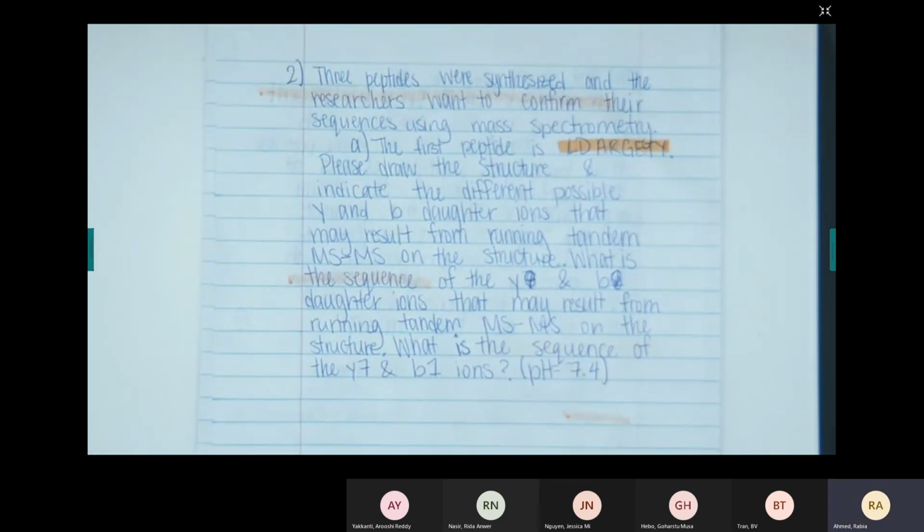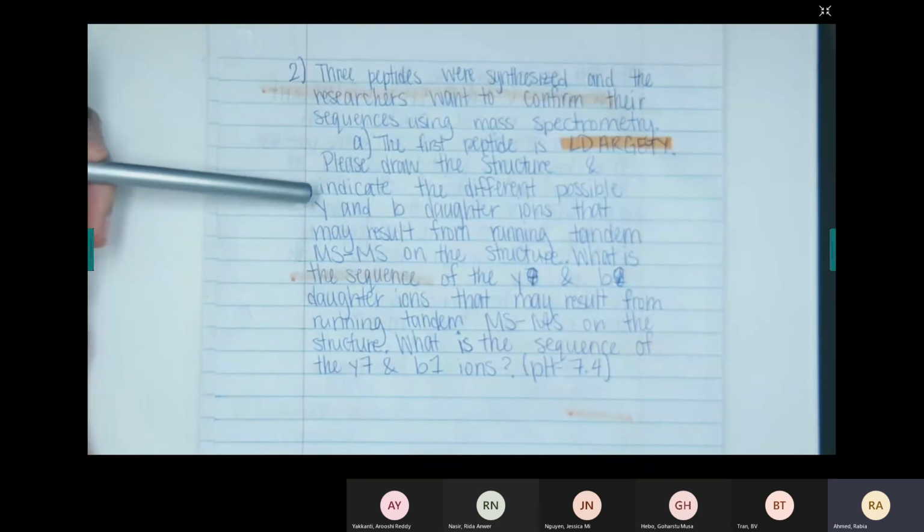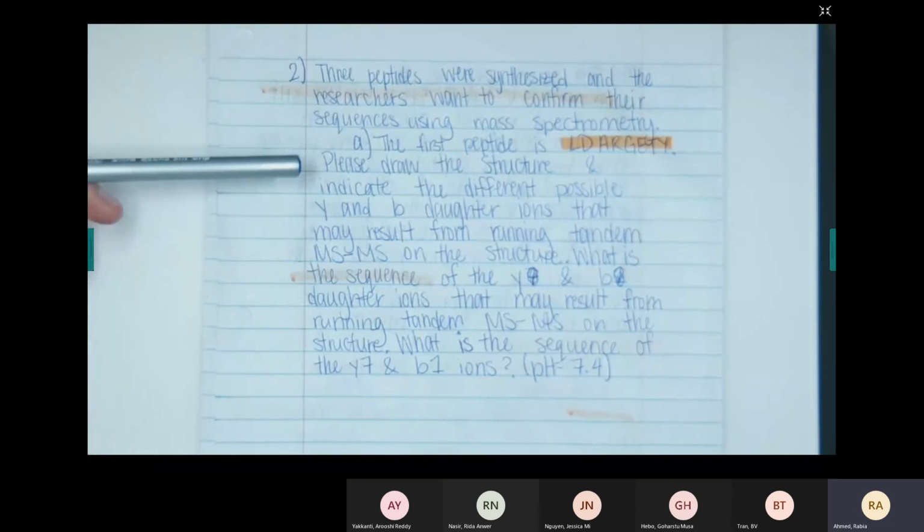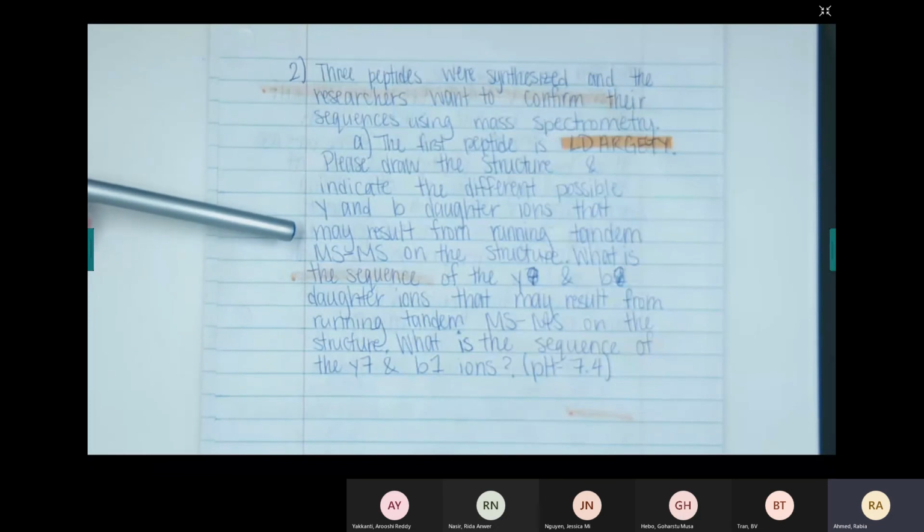So for question 2, 3 peptides were synthesized and the researchers wanted to confirm their sequences using mass spectrometry. The first peptide is LDARGETY. And just remember to memorize your amino acids. I'm sure you have because you're finished with your first exam. And remember the charges and whether each is hydrophobic or hydrophilic. Okay, so please draw the structure and indicate the different possible Y and B daughter ions that may result from running tandem MS-MS on the structure.